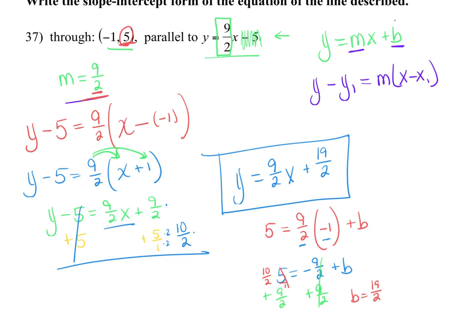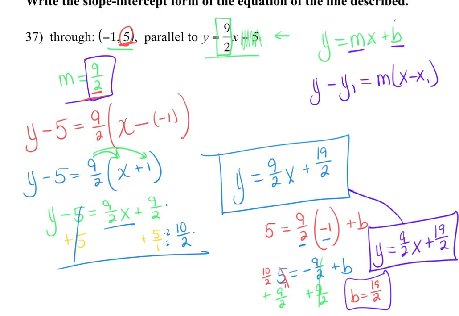I'm not done, though, when I do it this way. I need to rewrite the whole thing. Y equals m. That's that guy right there, 9/2. X plus the b that I just solved for, 19 over 2. And that is the same answer as what I did with point slope.